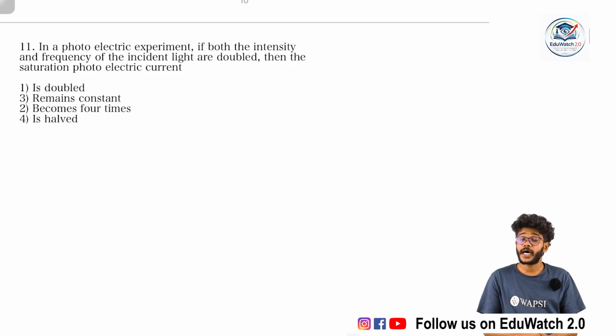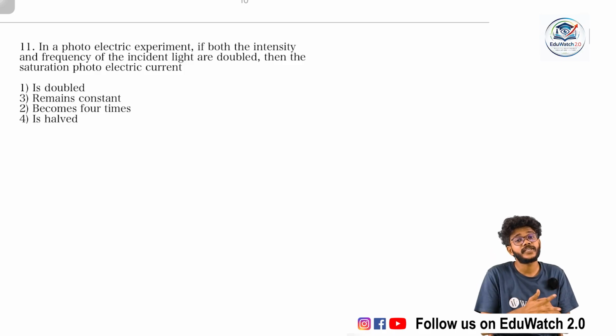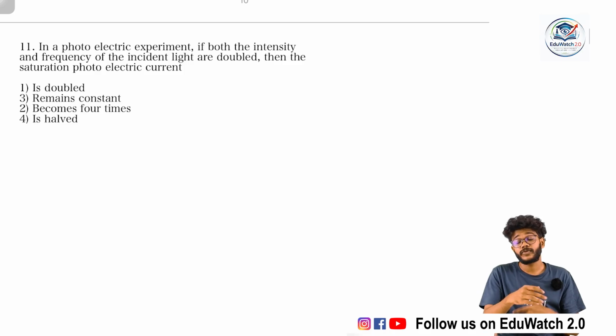Rate of change of charge. That means it depends upon the number of ejected electrons. Which quantity will increase the number of electrons, frequency or intensity? Intensity means the number of photons per unit area. So if the intensity is increasing, the number of incident photons is increased. That means the number of ejected electrons is increased, so the current is increased.